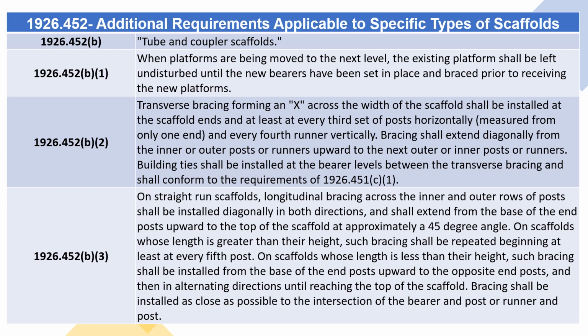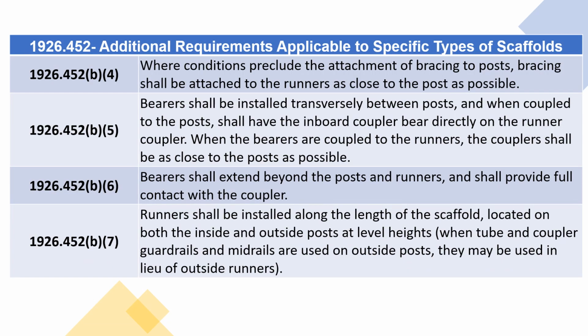On scaffolds whose length is less than their height, such bracing shall be installed from the base of the end posts upward to the opposite end posts, and then in alternating directions until reaching the top of the scaffold. Bracing shall be installed as close as possible to the intersection of the bearer and post or runner and post. 1926.452 B4. Where conditions preclude the attachment of bracing to posts, bracing shall be attached to the runners as close to the post as possible.